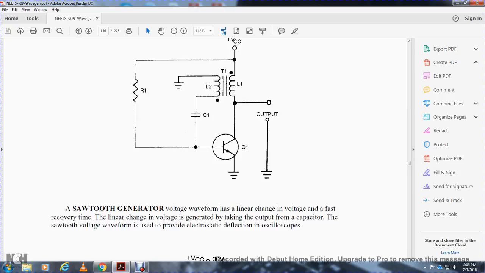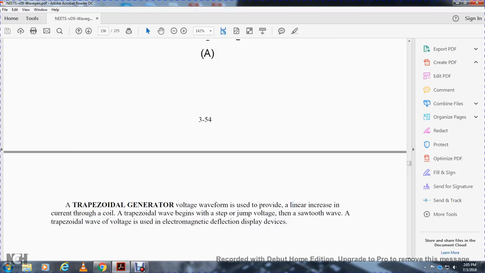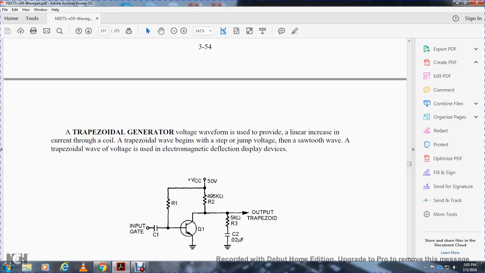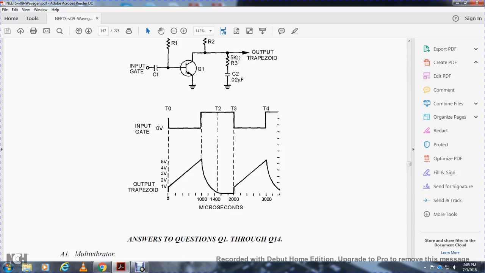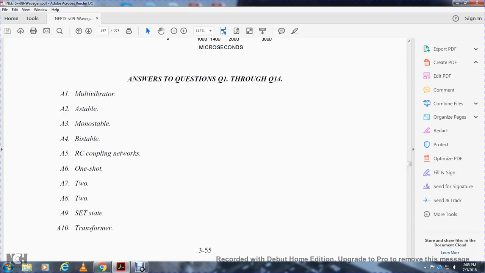Voltage is generated by taking output from the capacitor. The sawtooth voltage waveform is used to provide electrostatic deflection of the oscilloscope. Trapezoidal generator. The voltage waveform provides a linear increase of the current in the coil of the trapezoidal waveform, giving it the step jump of the voltage of the sawtooth wave. The trapezoidal wave voltage is used for electromagnetic deflection display devices. And that was the chapter 3 summary.